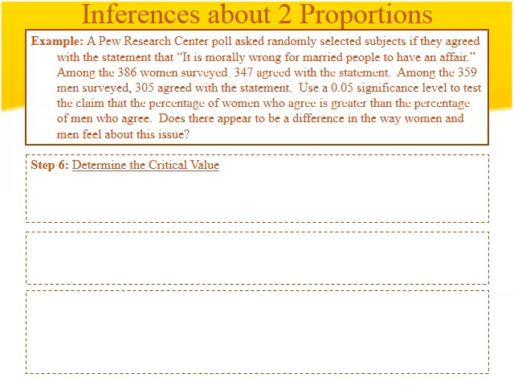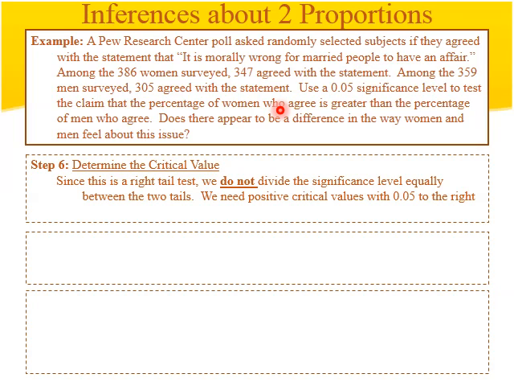So let's find the critical value based on a 0.05 significance level. And keep in mind, this is a right tail test, so we don't divide the significance level equally between the two tails. We just need the critical value that has 0.05 to the right, which is the same as the critical value that has 0.95 to the left. So look up in the normal distribution table, you should find that the z-score that has 0.95 to the left is 1.645. And that, of course, is the critical value that has 0.05 to the right.